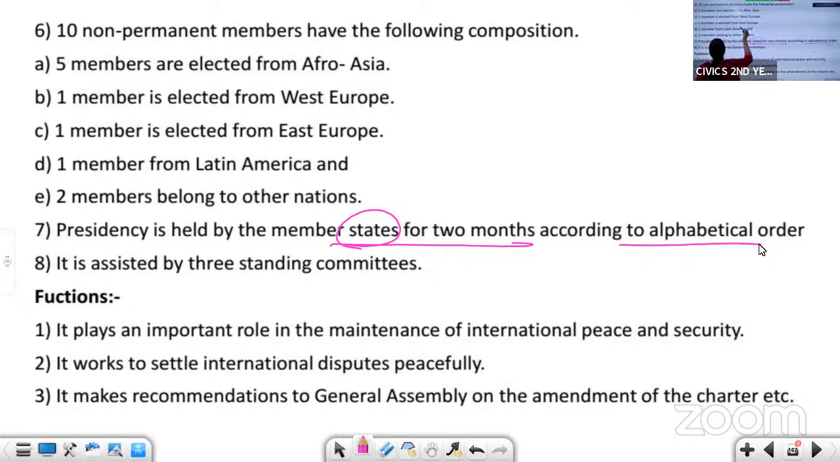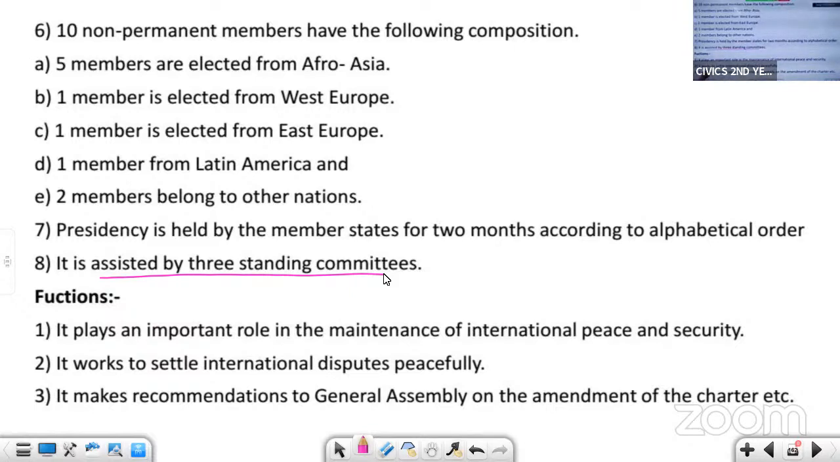See, these non-permanent members are elected for the period of 2 years. So every state will hold the presidency for 2 months according to the alphabetical order of the name of that particular state. And this Security Council is assisted by 3 standing committees. 3 standing committees assist this Security Council. So let us see the functions of Security Council.